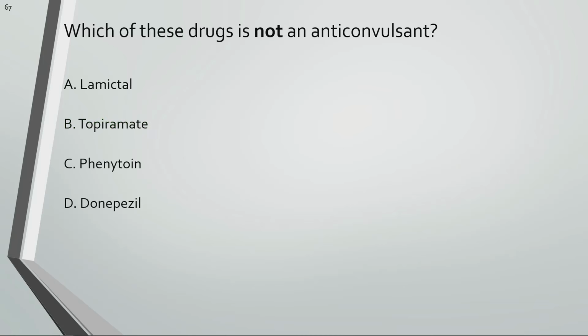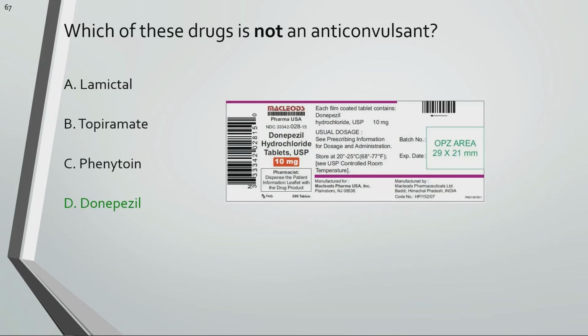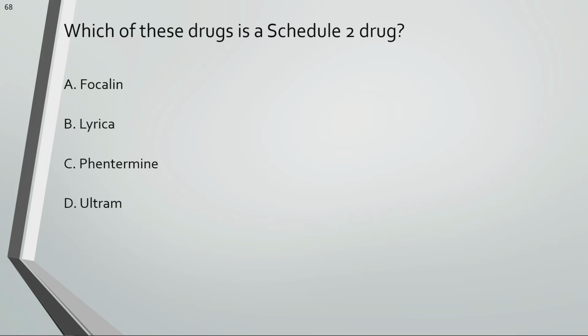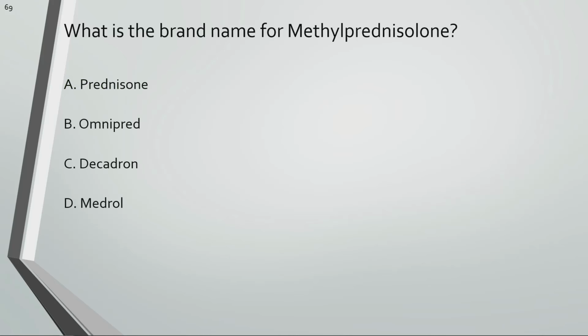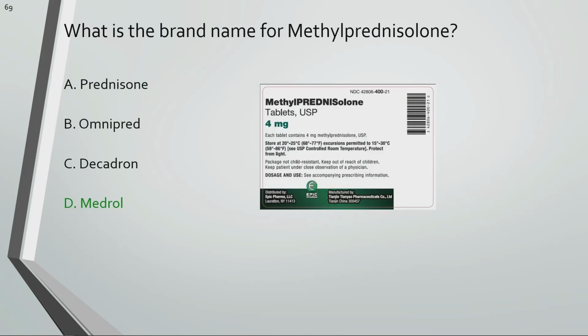Which of these drugs is not an anticonvulsant? Donepezil is a cholinesterase inhibitor used for Alzheimer's disease. Which of these drugs is a Schedule II drug? Focalin is a Schedule II drug, meaning that it has a high potential for misuse and abuse. What is the brand name for methylprednisolone? The brand name for methylprednisolone is Medrol and is most commonly prescribed as a Medrol dose pack consisting of 21 tablets for a 6-day supply.